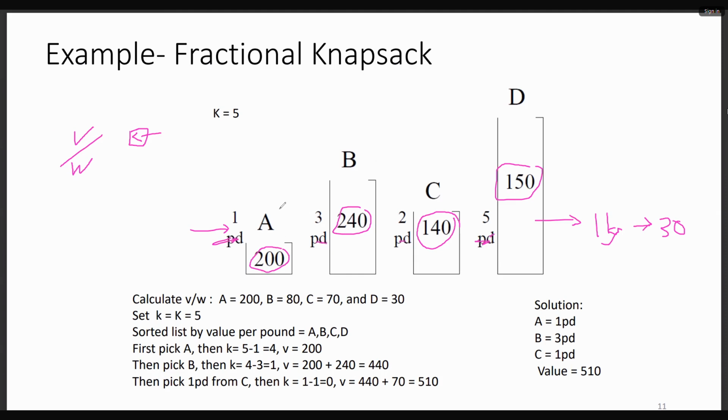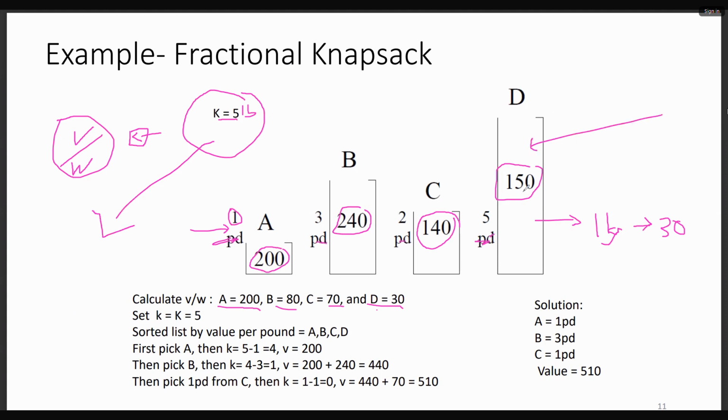We are trying to figure out which is worth the most per unit weight, right? We are calculating the V over W. When we do that to all those elements, we get this: A is 200, B is 80, C is 70, D is 30. Okay, so suppose our bag can only carry 5 pounds of items. So we have to take 5 units of these and get the most out of them. If you take the entire D, you would get only 150. But if you take this single pound of A, you would get 200, and there would be space for 4 more pounds, right?